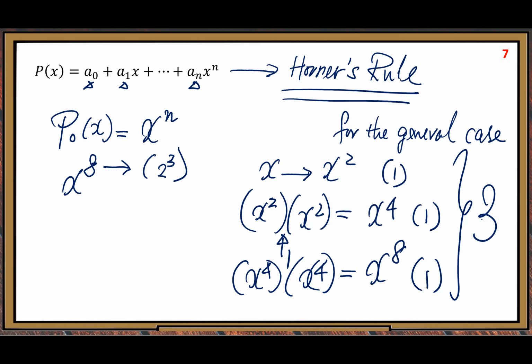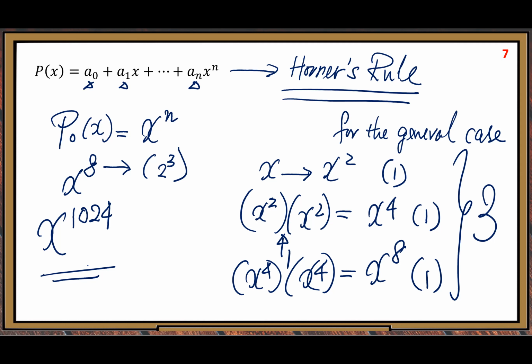Let me ask you another similar question. x to the 1024. If we want to calculate this monomial, tell me the minimum number of multiplications we need by repeated squaring. It's a power of 2. I think you know it. 10, great.